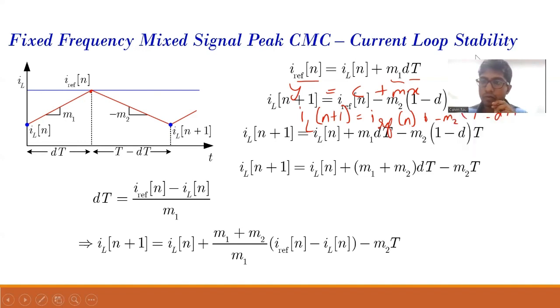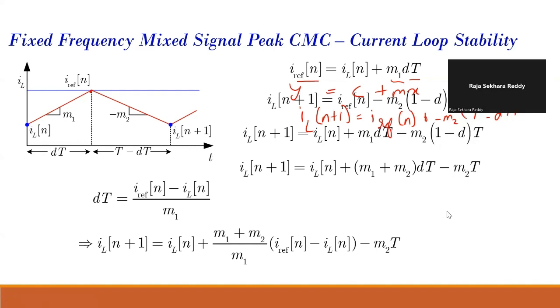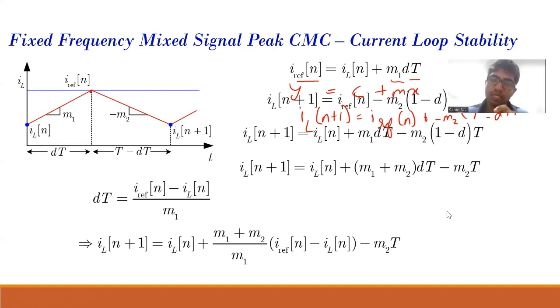Sir, here we are actually finding the inductor current of the next sample from all the information of the current sample. We are just analyzing the waveform. Yes, we are getting the equation for the inductor current in the next sample from the previous sample, from the slope information which we have, and from the reference information.